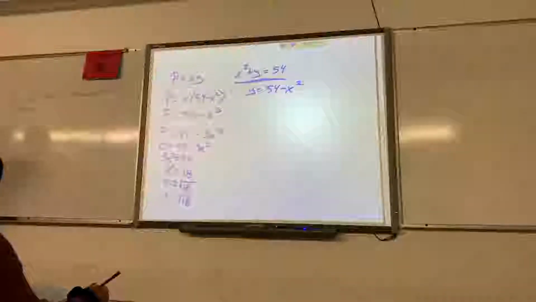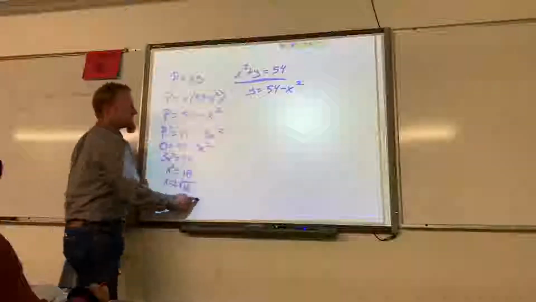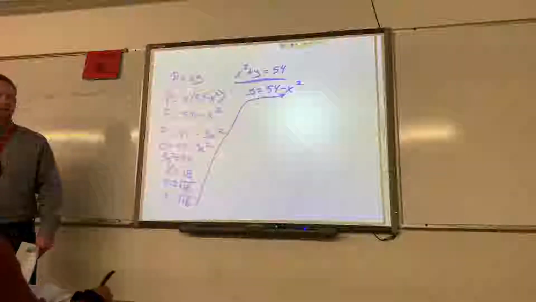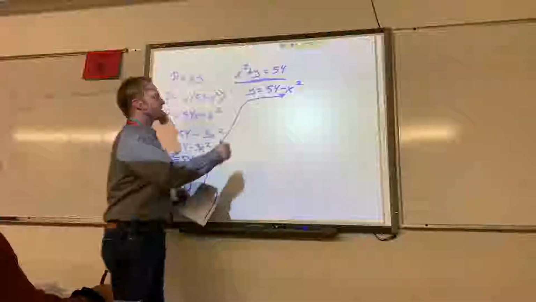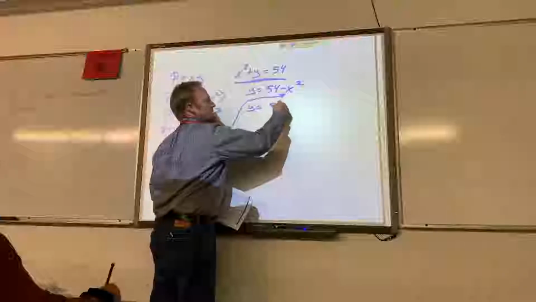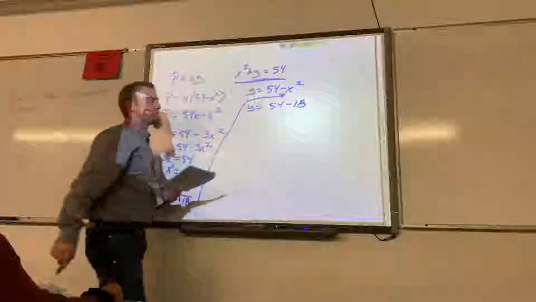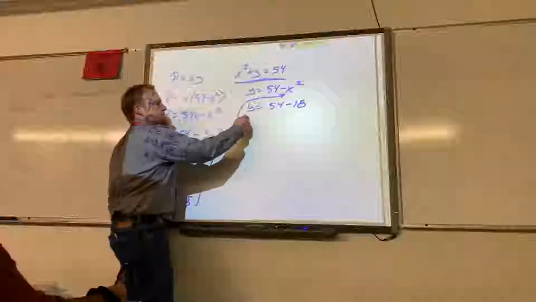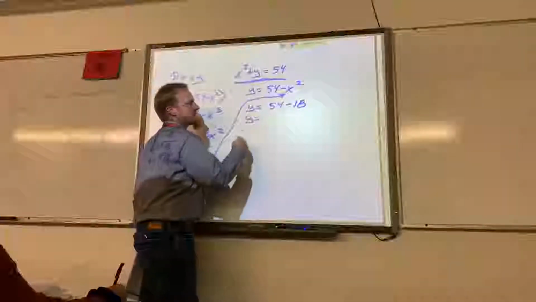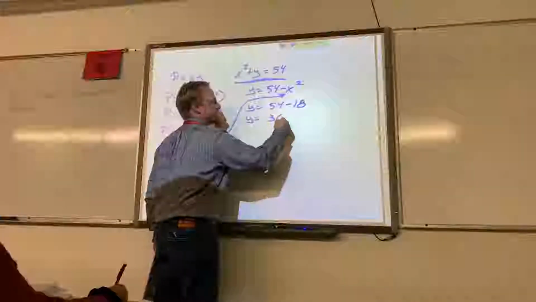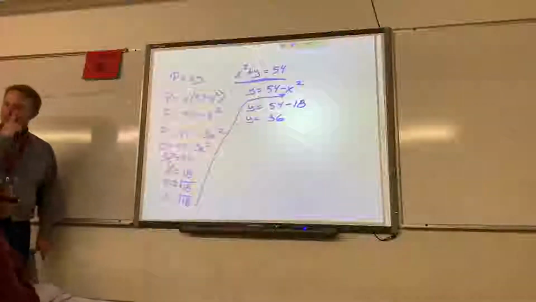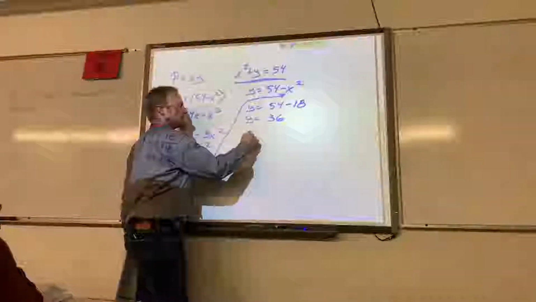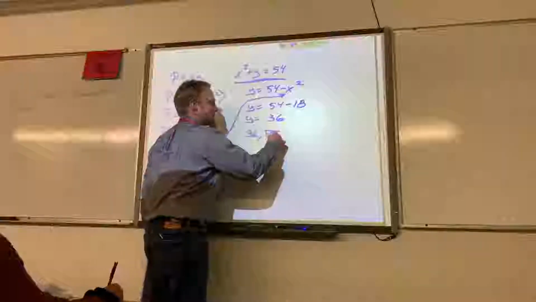Plug it in. Plug that back into the secondary to figure out what my other number is. So if I plug the square root of 18 in there, that works out nice for me, because when I square the square root of 18, I just get 18. And so I'm going to end up with 36. So my two positive numbers are 36 and the square root of 18.